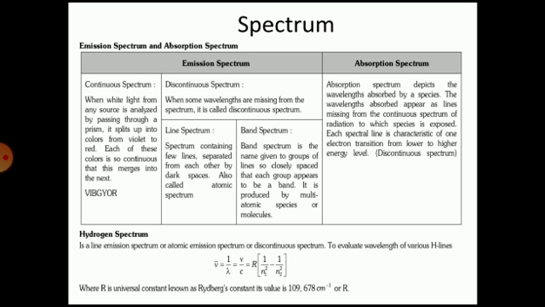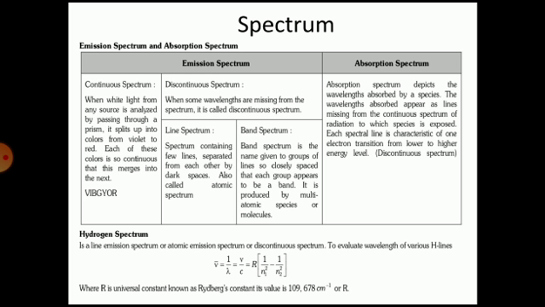Then what is the absorption spectrum? Absorption spectrum depicts the wavelength absorbed by a species. The wavelength absorbed appears as lines missing from the continuous spectrum of a radiation to which the species is exposed. Each spectral line is characteristic of one electron transition from lower to higher energy level. So simple है. Absorption मतलब क्या? कुछ लाइट को वो एब्जॉर्ब करते हैं.